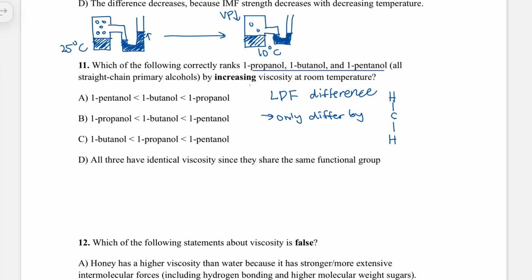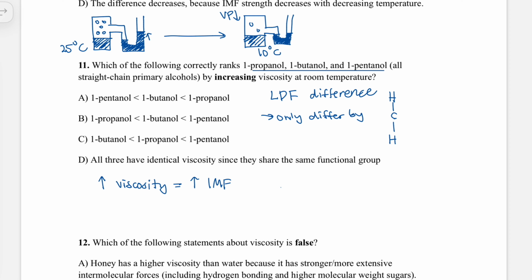So what is viscosity? Viscosity is a liquid's resistance to flow. So having a high viscosity means it's very thick and hard to pour, which means that there is a stronger intermolecular force between the molecules. And the intermolecular force that we're looking at is LDF. And then what causes increased LDF? An increase in molar mass.